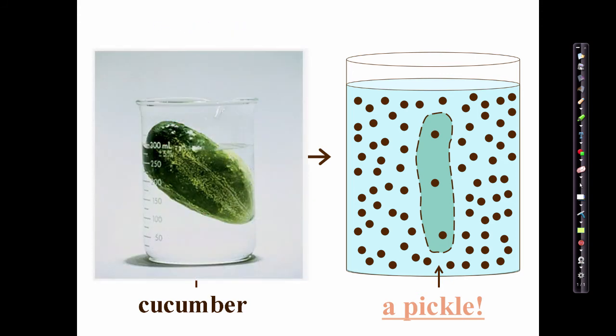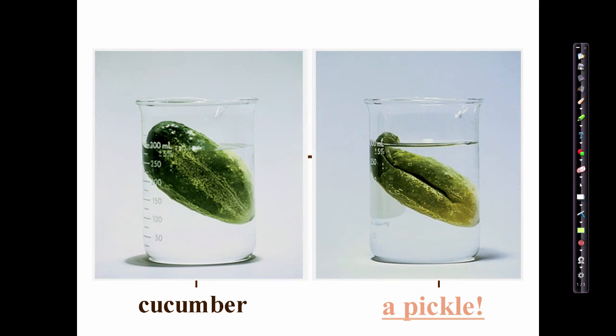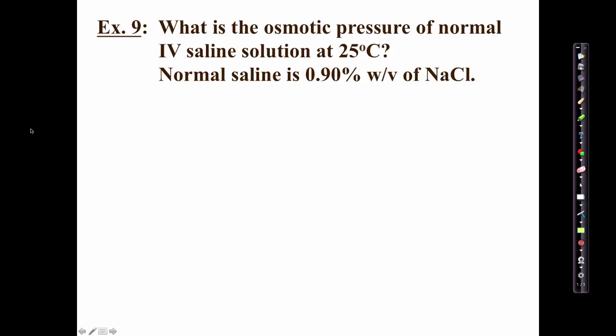Long, though. Okay, so cucumber forms pickle, and that's an example of osmosis. More will be done in class. Okay, so for the last thing in this screencast, we have a problem that deals with determining osmotic pressure, so a practice calculation with regard to that.